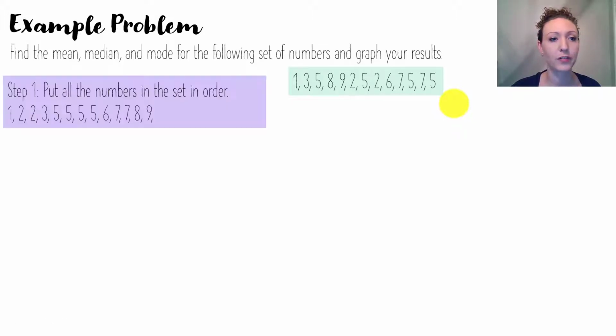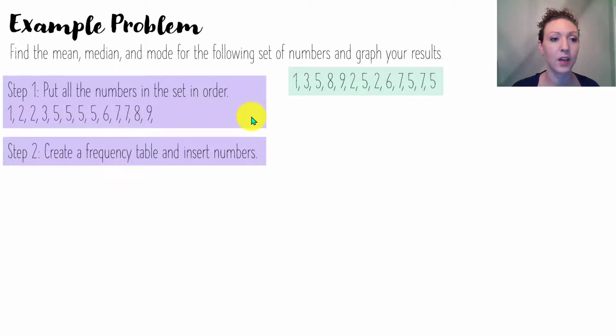Okay, so our first step is going to be to put all of the numbers in that set in order. And I've gone ahead and done that here. Okay, so since that is already done, our next step is to create a frequency table and insert those numbers.